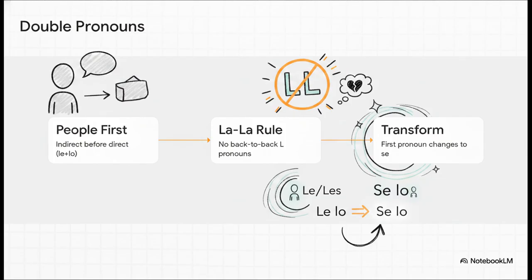But here's where it actually gets a little tricky. Step 1, people before things, gives us le plus lo. But step 2 brings us face to face with the famous L-L rule violation. In Spanish, you simply cannot have two L pronouns back to back. Try saying le lo. It just sounds incredibly clunky to a native speaker. So step 3 is the magic transformation. That very first pronoun, le or les, automatically transforms into se. So le lo gracefully becomes se lo.